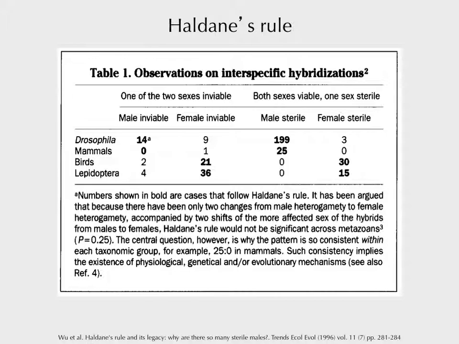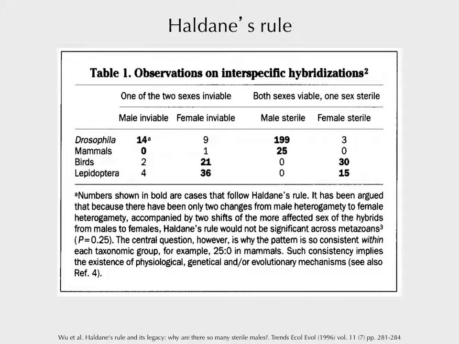There are other mechanisms too. I mean, it's biology. It's not just a single thing. So canonically, in cases of inviability or infertility of one sex, it tends to be the heterogametic sex. Now, it doesn't always work. So here we see Drosophila. There's still that pattern, but not as strong. I think there are other factors that also affect this too.